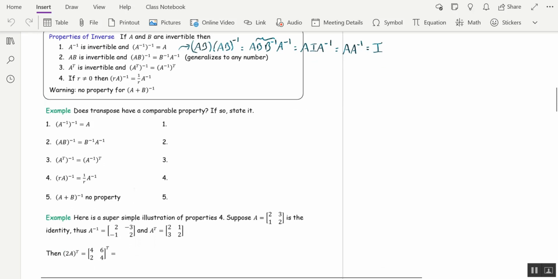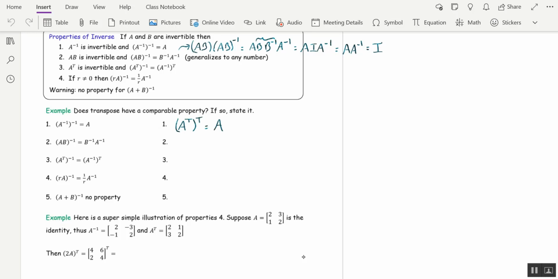Let's compare those with the properties we learned about transposes. So you might want to pause the video and just see if you can recall for each of these properties if there was a similar property for transpose and what it was. All right, for number 1, yes, there was a similar property. If you took the transpose of a transpose, you got your matrix back again.